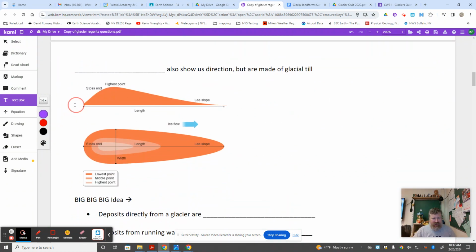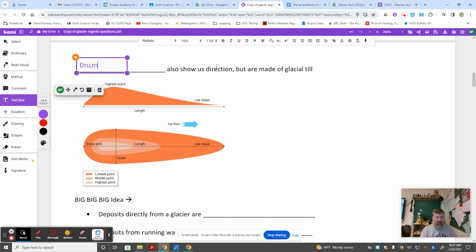These hills that have the steep end and the gradual end are going to come up. They're called drumlins. Drive around between Oswego and Rochester north of the Thruway. It's drumlin after drumlin after drumlin. There's over 1,000 of them easy.